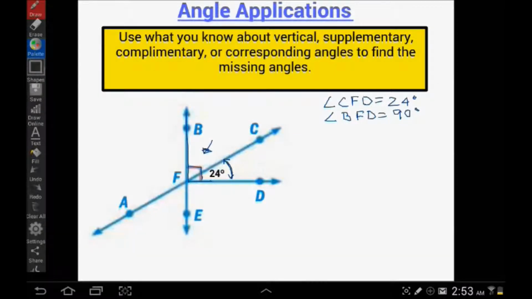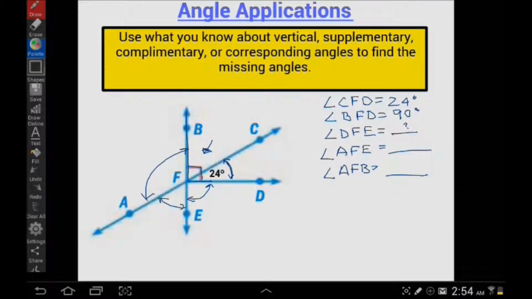What else do we want to find? Well, we want to find this angle right here. That's angle DFE. We want to know what that is, and we want to know what this angle is right here. We'll call that angle AFE, and we want to know this large obtuse angle as well. So that's going to be called angle AB.